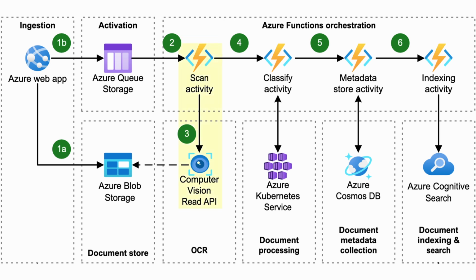The scan activity function calls the Computer Vision Read API, passing in the location of the document to be processed. Optical character recognition, or OCR, results are returned to the orchestration to be used by the subsequent activities. Azure Computer Vision has a Read API that is used to read text within an image. In fact, let me play a clip from a previous video where we covered this AI service.